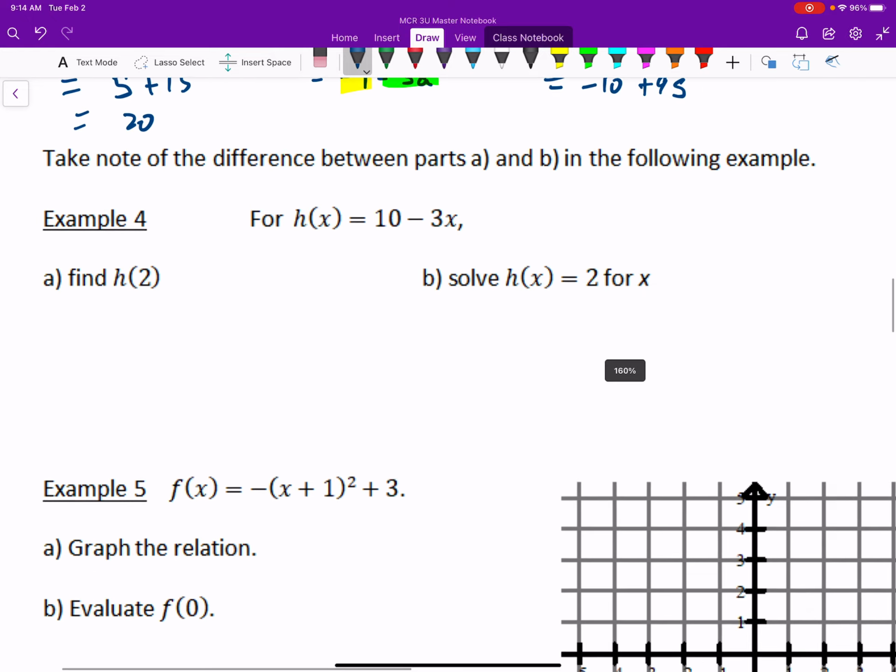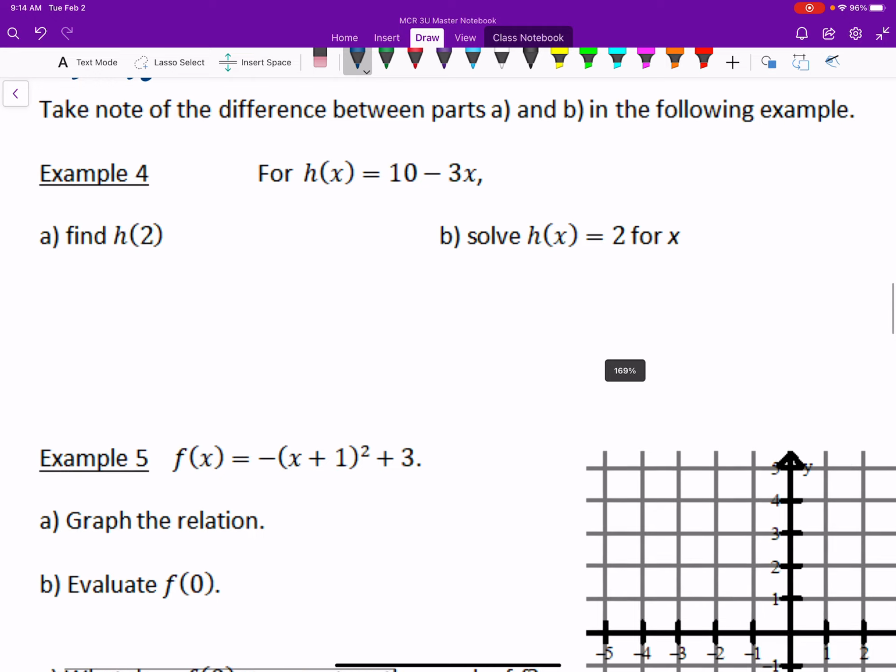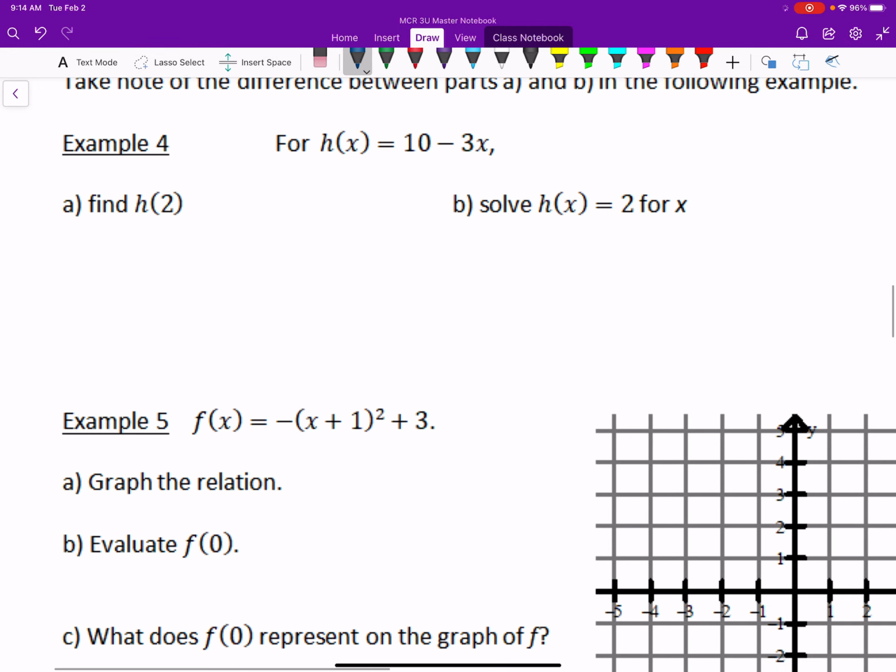Take note of the difference between parts A and B in the following example. For h at x equals 10 minus 3x, do the following. So here is my function, right? Again, we're just using a different letter. We're using h instead of f, but that's still just my function.